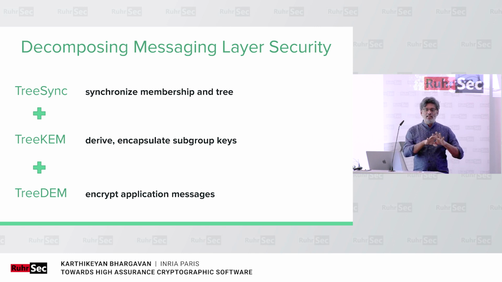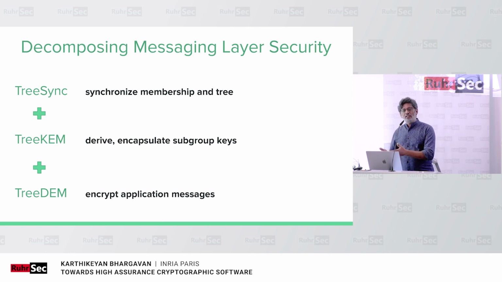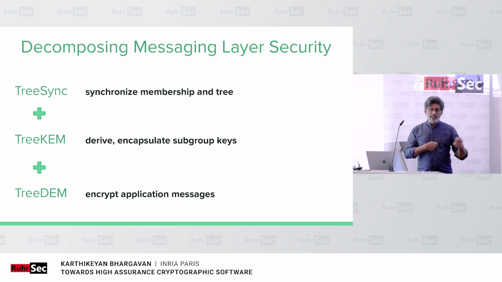Its job is to make sure people have shared group keys. And once you have the shared group key, then we come to the tree DEM, which is a protocol for doing encryption of application messages. So those are the three components which basically run in MLS.